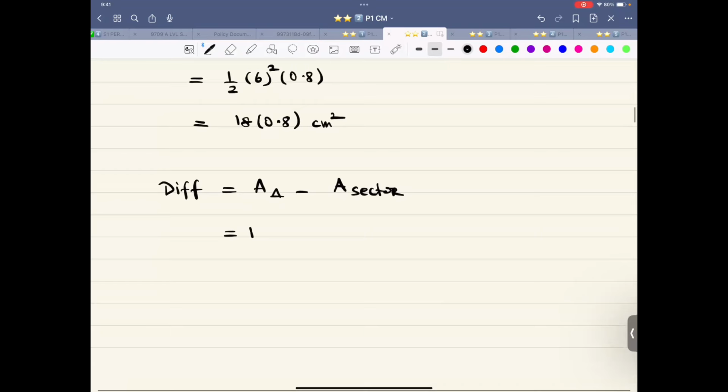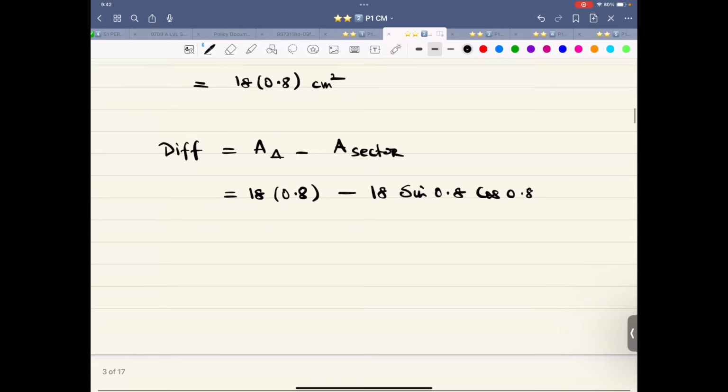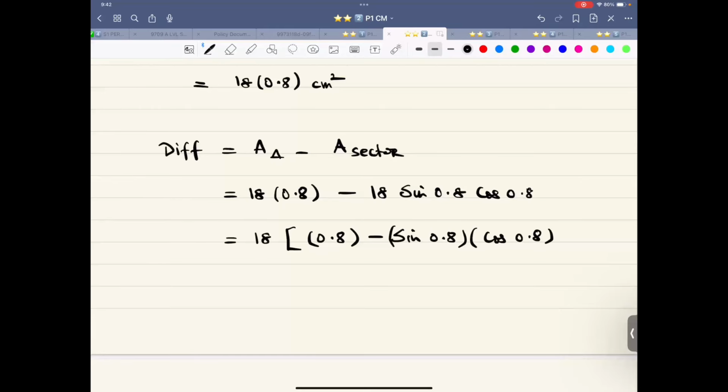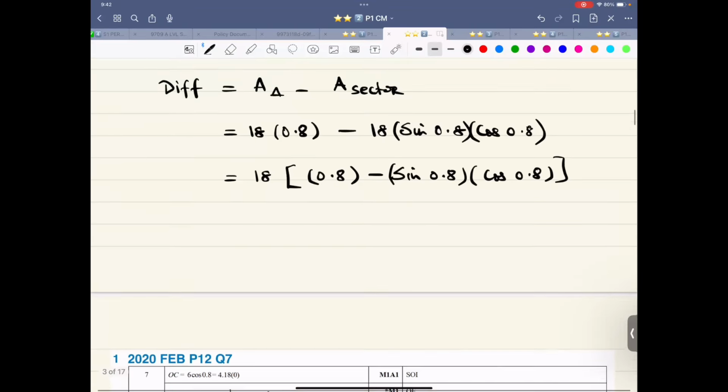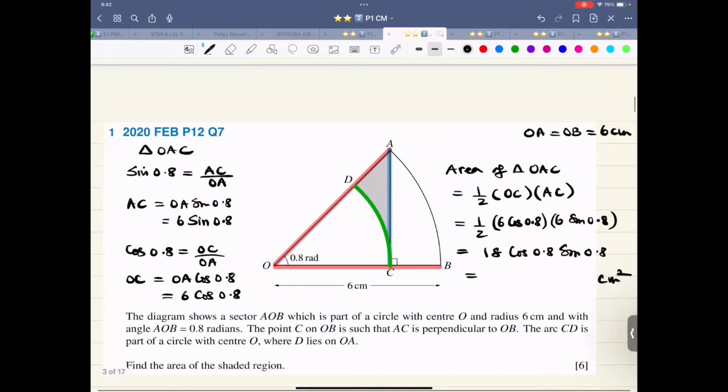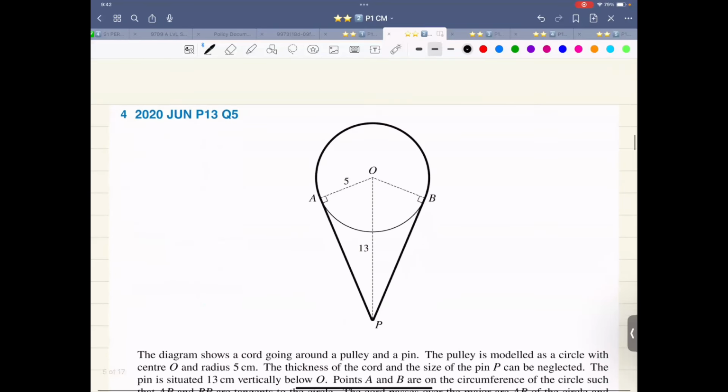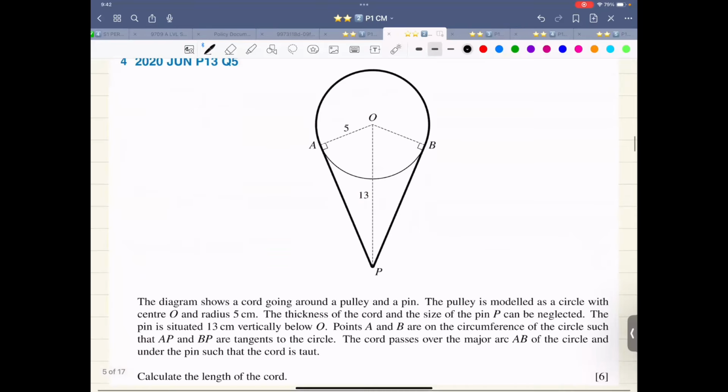So this is 18 into sine of 0.8 cosine of 0.8 minus 18 into 0.8. And I can again take 18 common. So this is 18 times (sine of 0.8 into cosine of 0.8 minus 0.8). Use the brackets excessively, it's better. And now at this point, I can use the calculator and I'll get this answer. That answer is coming out to be 2.01. That is this question. Let's look at this question. Read the question.